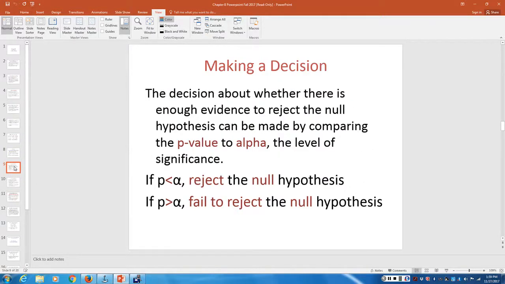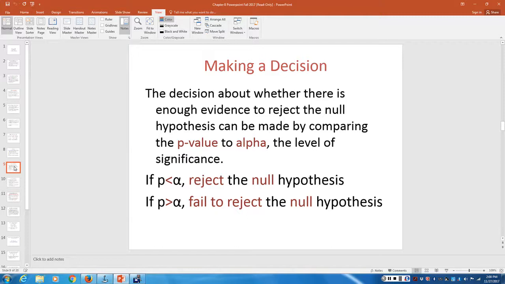This is ultimately how you're going to make the decision. This is one of the most important things you need to keep in mind. If you set the test up correctly, as long as you enter your information correctly, you set the test up correctly based on your problem, your conclusion should be a piece of cake. Because this is the most important thing you need to know.